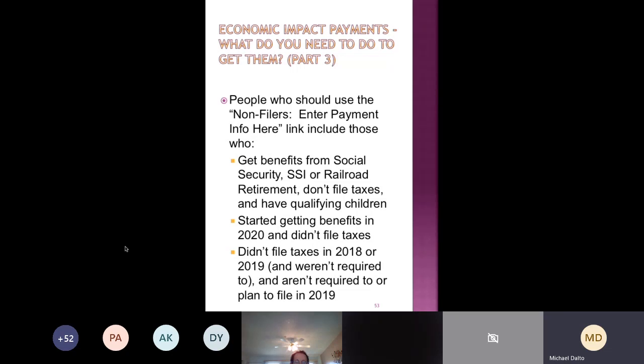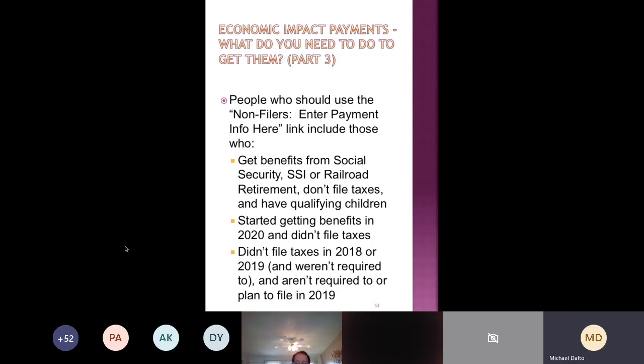Now, people who get SSI rather than Social Security benefits have until May 5th to use the non-filers link to provide information about their qualifying children to get the extra $500 per child. Now, people who, as I mentioned earlier, didn't start getting Social Security, SSI, or railroad retirement benefits until 2020 and didn't have to file taxes and didn't file in 2018 or 2019, they should use the non-filers link because the IRS won't have their information.